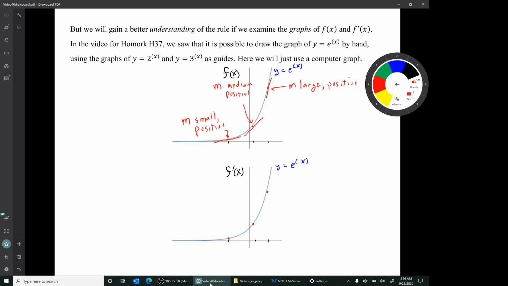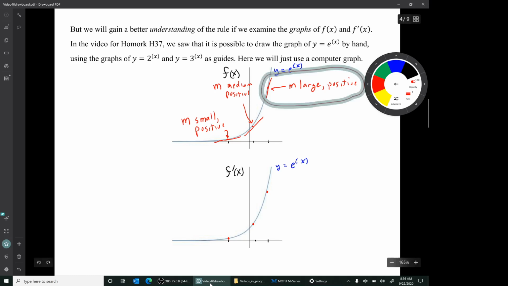In simplest terms, the slope of this tangent line is a small positive number. That tangent line is not tilting very much. The slope of this tangent line is a medium positive number. That tangent line is tilting up, and its slope would be kind of a medium size positive number. This tangent line is very steep, so its slope is going to be a large positive number.